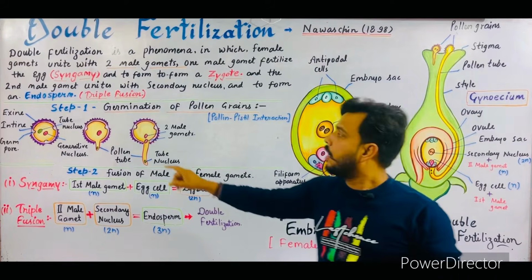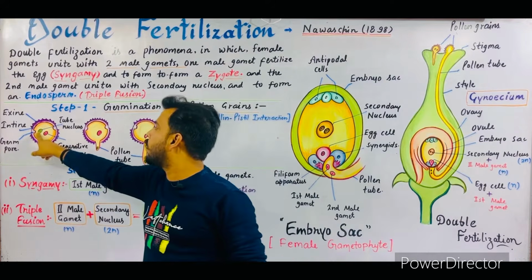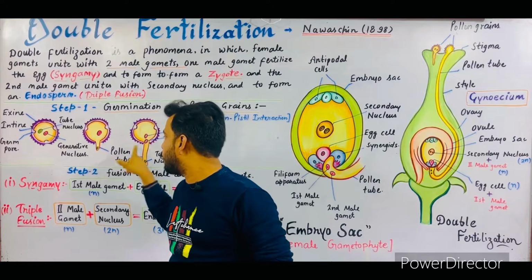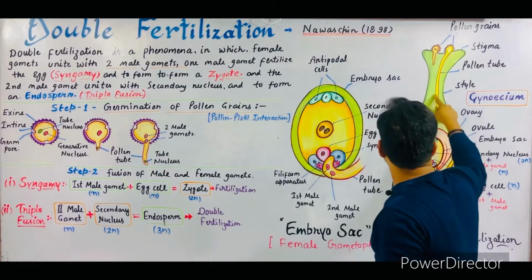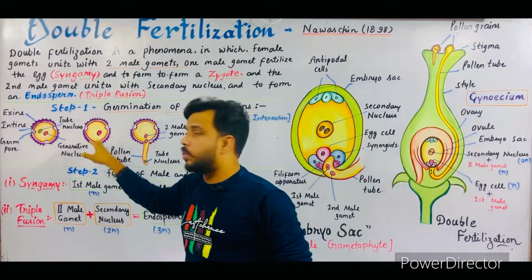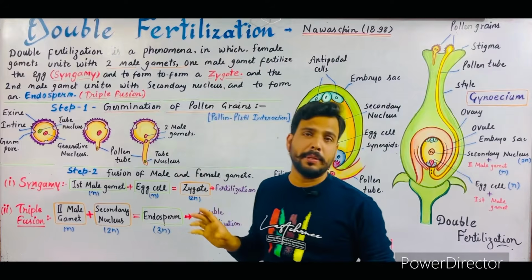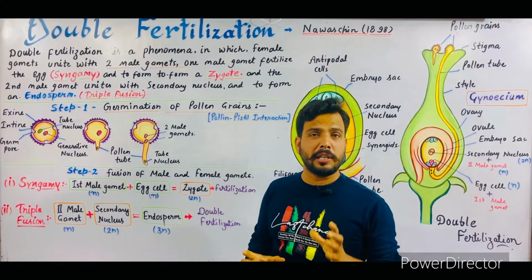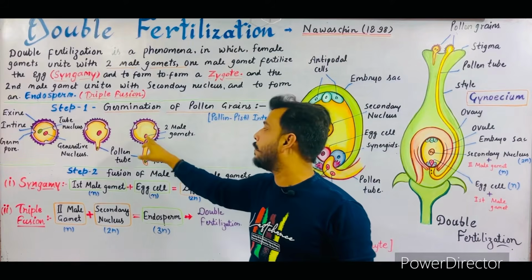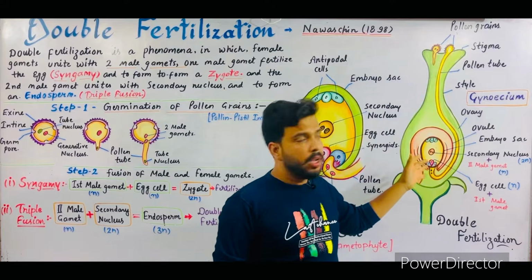But before that, the pollen grain consists of 2 nuclei, in which one is the tube nucleus while another is the generative nucleus. The tube nucleus enters into the pollen tube, produces the pollen tube and carries the male gametes towards the embryo sac. While the generative nucleus, this is the most important thing, divides into 2 male gametes. In the process of germination of pollen grains, the generative nucleus divides into 2 male gametes, and these 2 male gametes enter into the pollen tube and move towards the ovule.